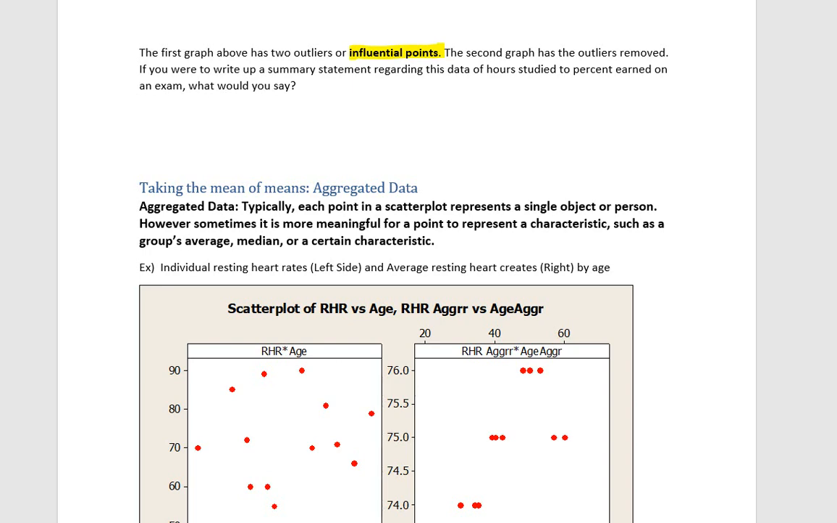Okay, so if you're to write up a summary statement regarding the data of hours studied to percentage earned on an exam, what would you say? Well, you would say once we remove the outliers, it seems that there is a very strong relationship between the amount studied and the percentage earned.